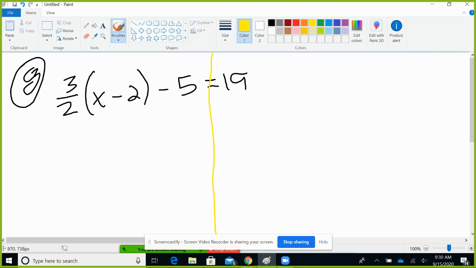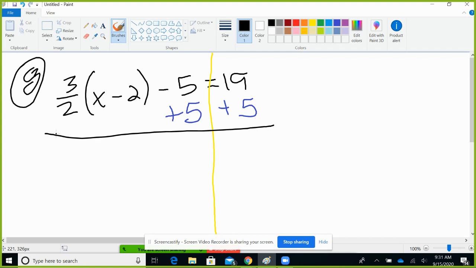You could just keep yourself on either one. That's what I would do. And I actually, for this one, I'll show you why I actually wouldn't distribute. Let's look at this. So 3 halves times x minus 2 equals 24.